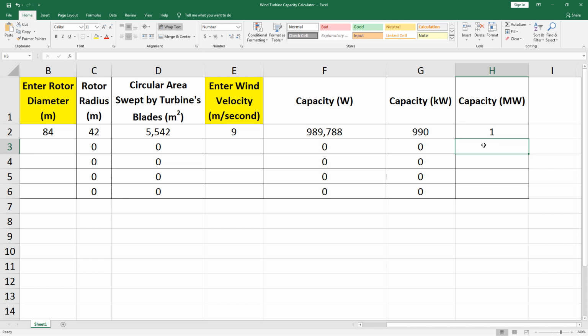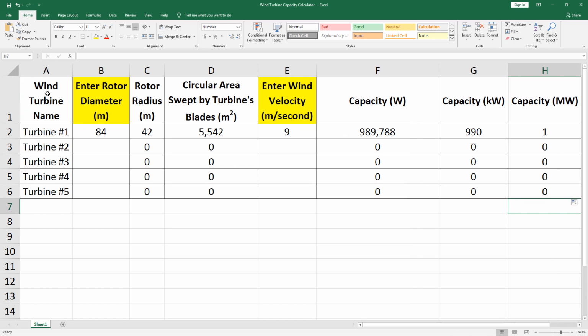Duplicate this formula for rows 3 through 6 by clicking and dragging the small green square in cell H2 all the way to cell H6. Notice that since there are currently zeros in cells G3 through G6, the formula yields 0 for cells H3 through H6. Use this calculator to determine the capacity of other wind turbines after obtaining their rotor diameters and the average wind speeds at their locations.